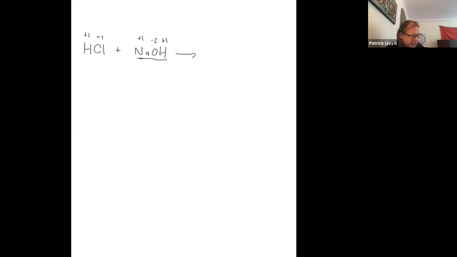And then the products are going to be a salt and water, right? So sodium chloride and H2O, right? There are your products. Well, if you go through and analyze this, here's what you end up with. The issue is, can the oxygen, which is our most powerful oxidizing agent outside of fluorine, oxidize anything in this reaction?